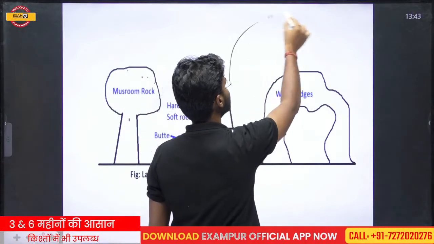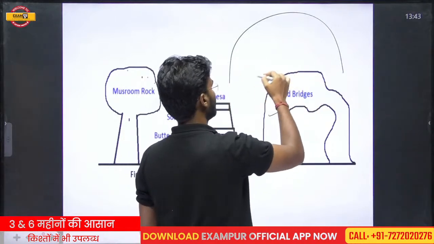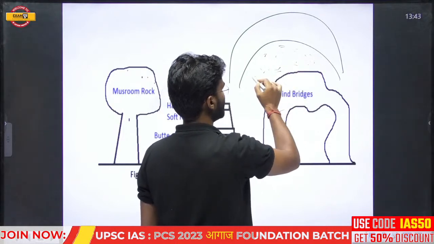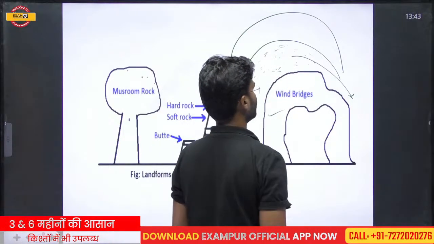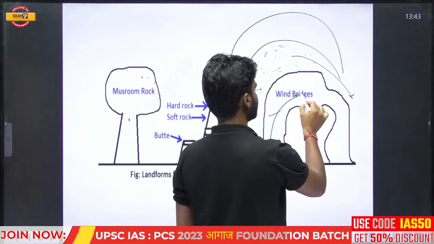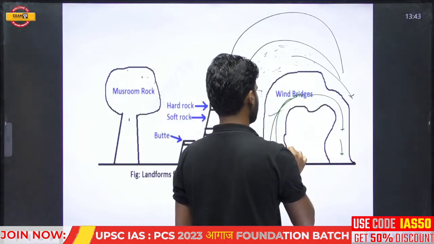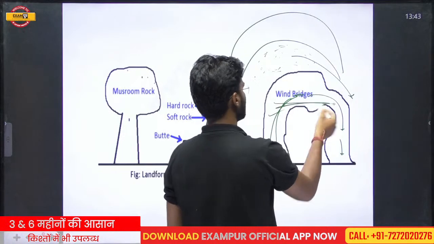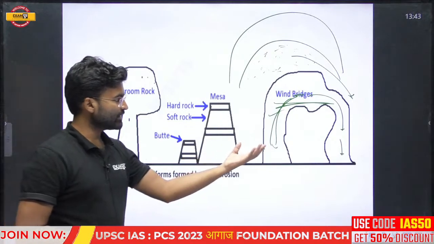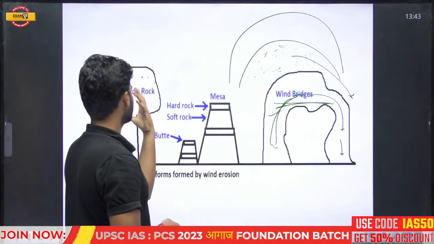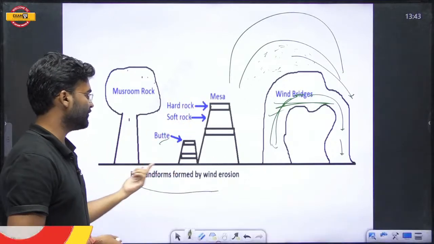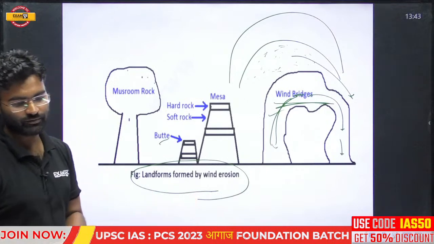If one rock is established there, due to the erosion of the wind, one hole is created in this region. That means this section has been removed due to the wind erosional activities, and this rock takes this shape, and such a shape is called the wind bridge. If you move in this region, you see this type of wind bridge, you see the mushroom rock. This is the brittle condition. So these are the landforms by the wind erosion.